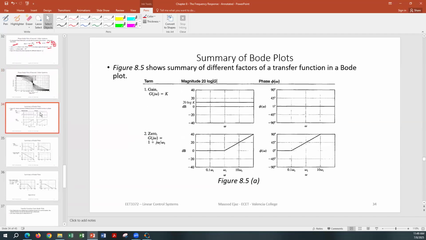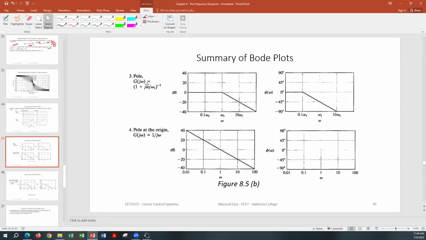Summary of the different terms that we did. If you have a gain value, of course, it's going to be constant. Phase angle will be 0. If you have a 0, until the cutoff frequency it is 0, and then it's going to increase by 20 decibel per decade. If you have a first order pole, until the cutoff frequency it is 0, then it's going to drop by negative 20 decibel per decade. Phase is going to drop by negative 45 degrees per decade.